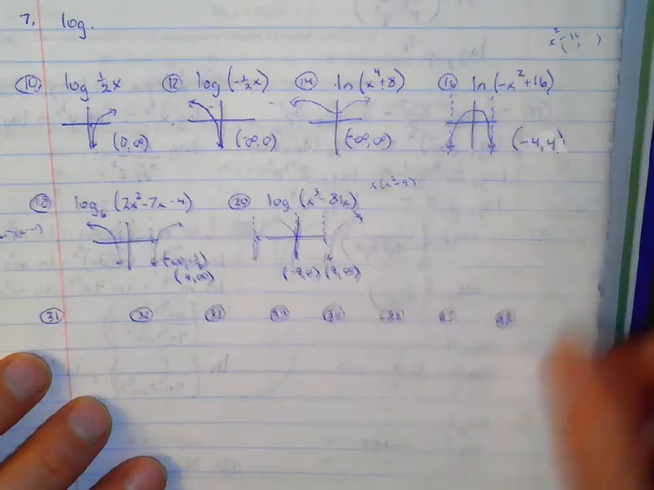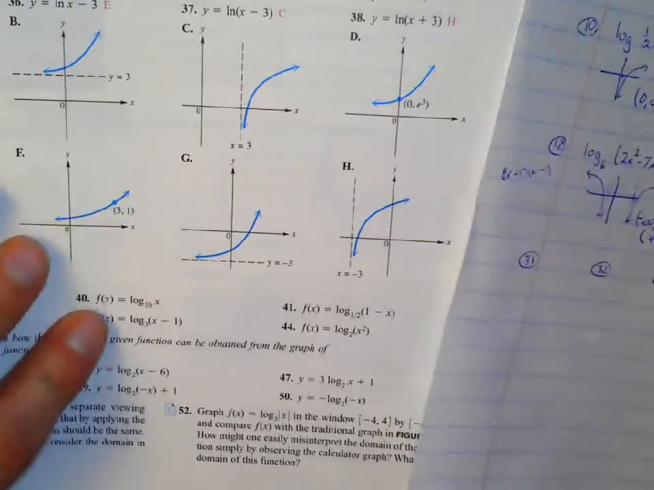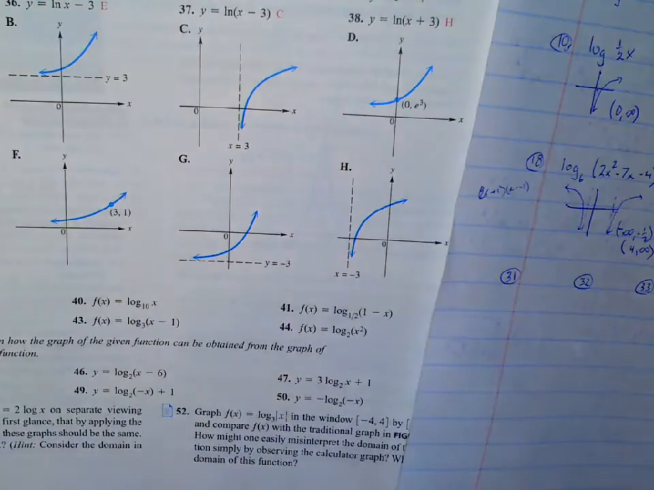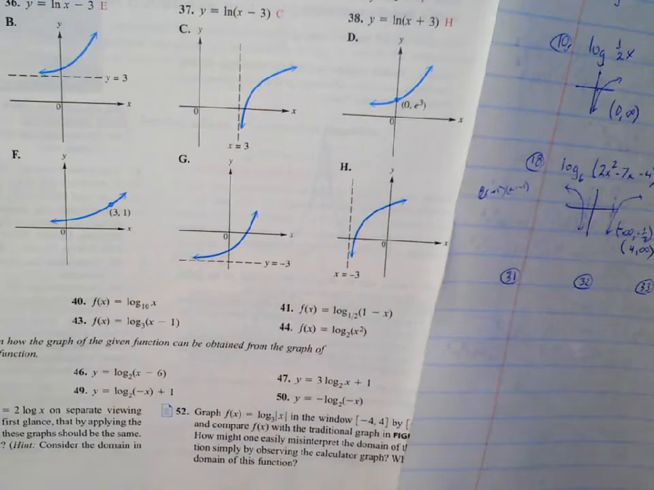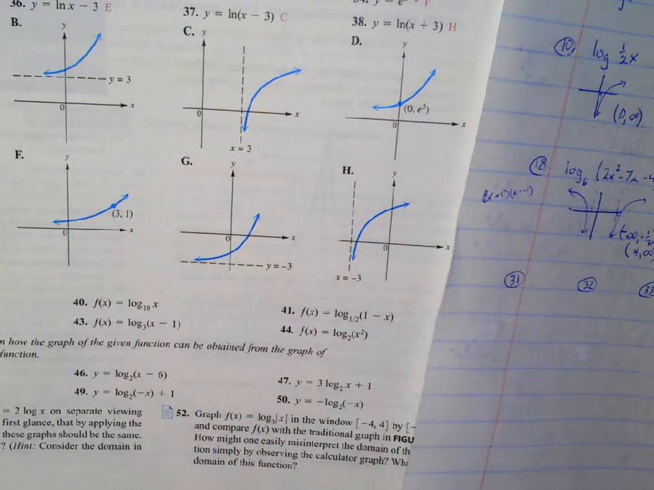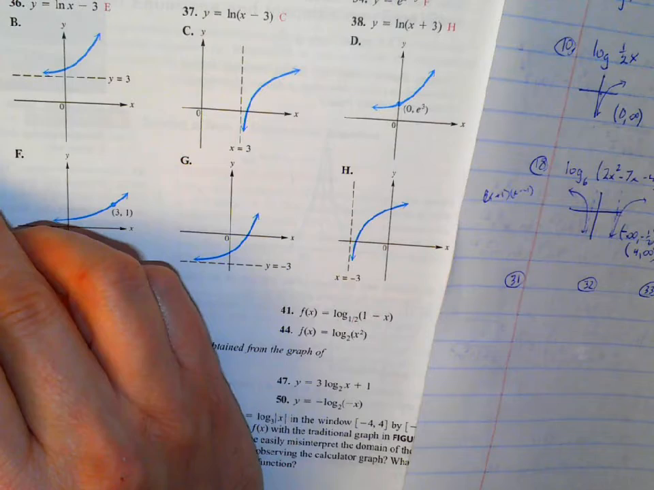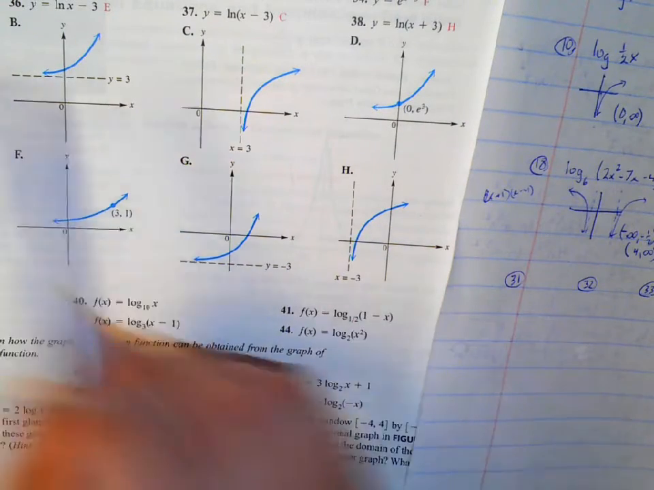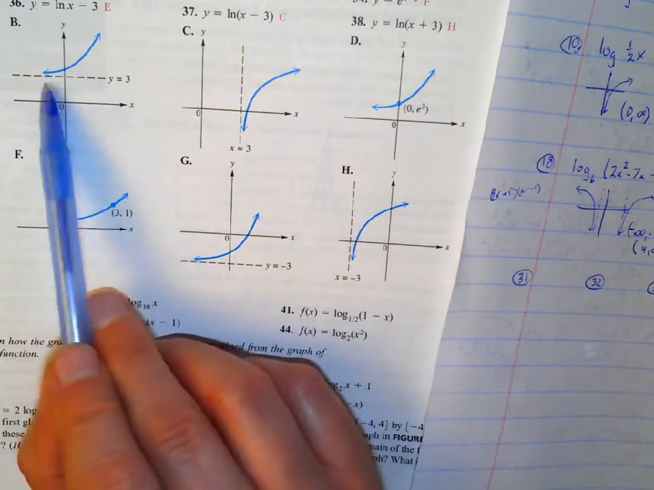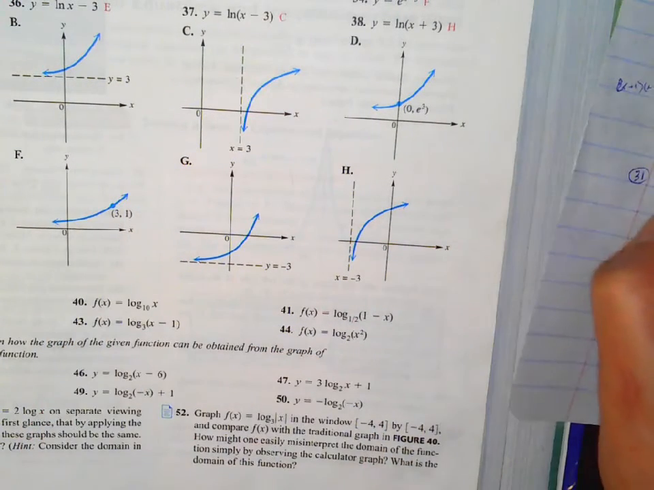Okay, number 31, etc. We want to just look at these and think about what's happening to them. Okay, so we're taking our base function. It's an exponential with a base of 2 point whatever, so it's exponential growth, and we're shifting it up 3. Okay, so you can see here we're shifting it up 3, so 31 is B.